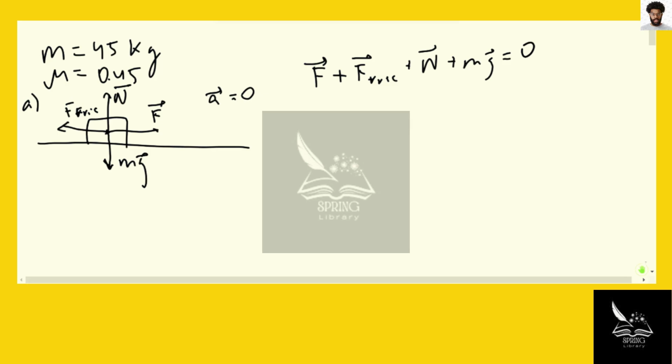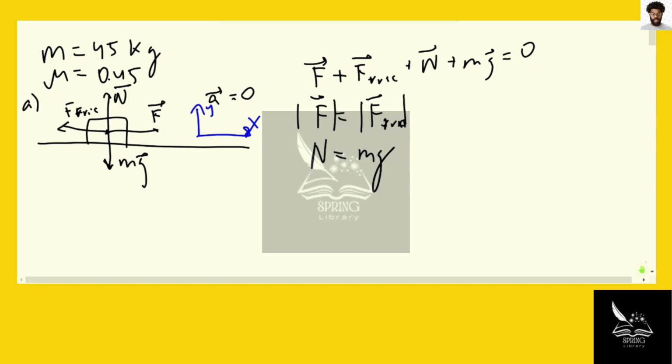So now we can introduce the coordinate axis and write down the second Newton law with respect to the projections on x and y axis. On the x-axis, the absolute value of the applied force equals to the absolute value of the friction. And with respect to the y-axis, the reaction equals to gravity.